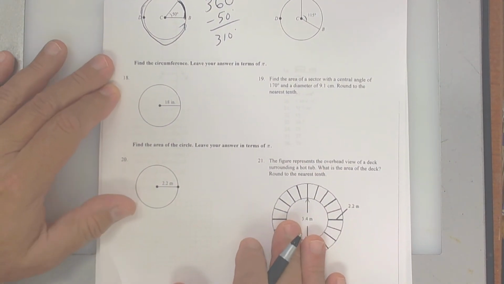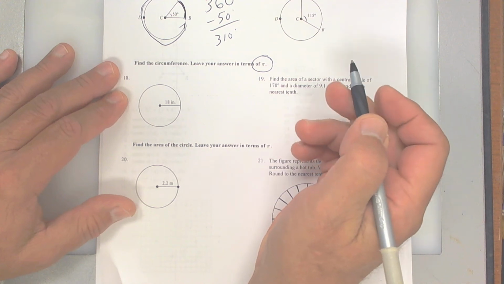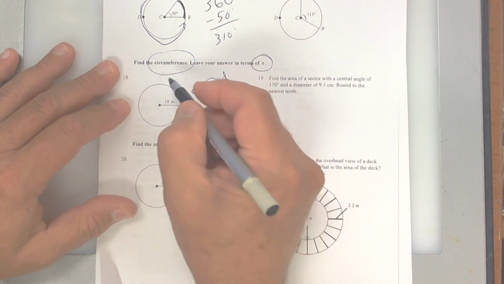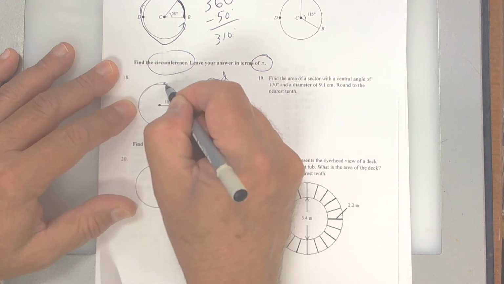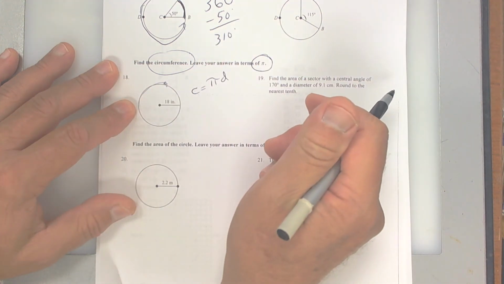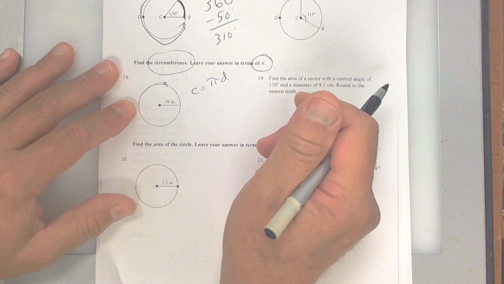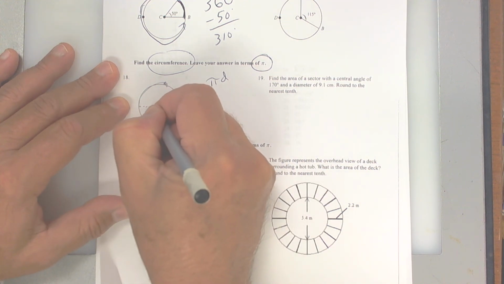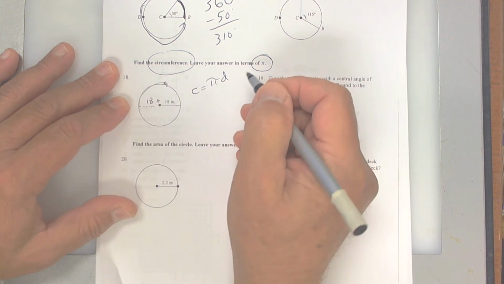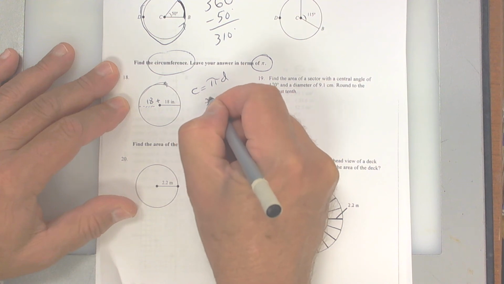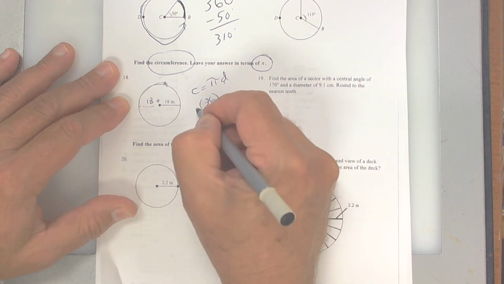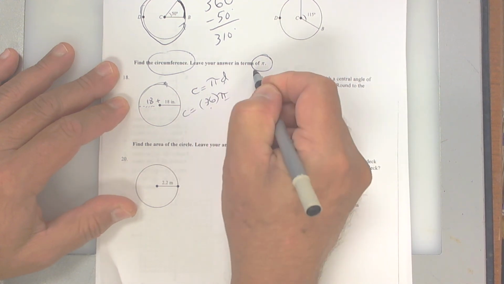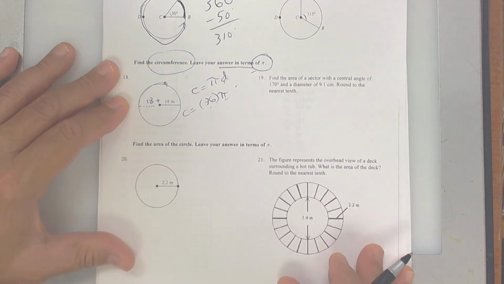This one right here says find the circumference. Well, leave your answer in terms of pi. So it's going to be circumference equals pi times diameter. Remember, circumference is if you walk around this circle 1 time. If you walk around 5 times, multiply by 5. Or 4.5, multiply by 4.5. So the radius is 18, but the diameter is 18 plus 18, so that's 36. So I'm going to say 36 is your diameter, and pi, so it's going to be 36 pi. Okay? They don't want you to multiply by 3.14 because it says in terms of pi.